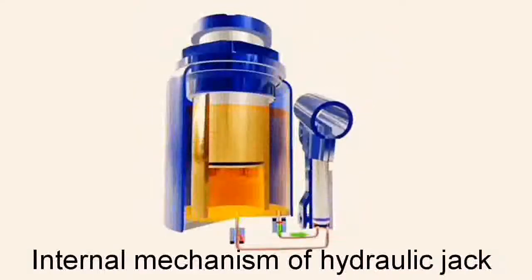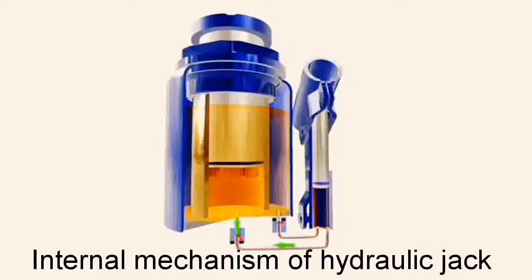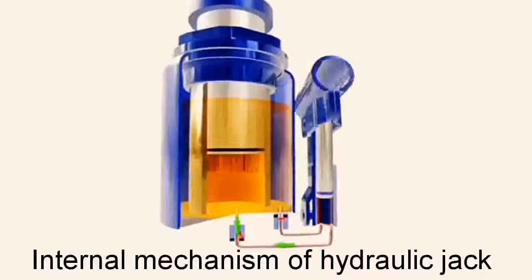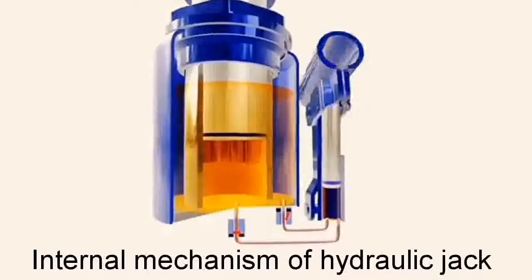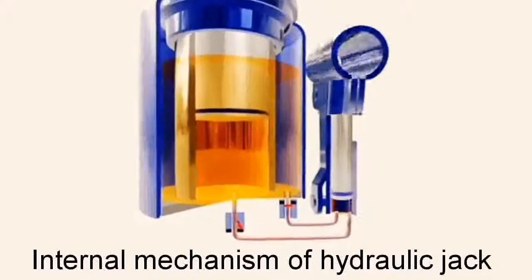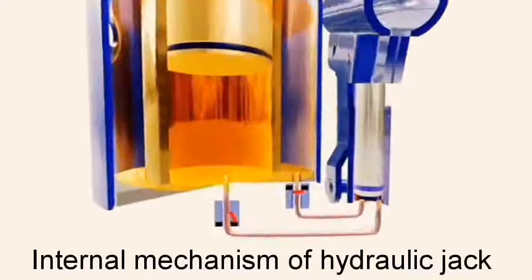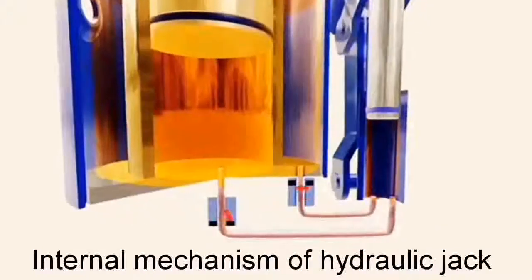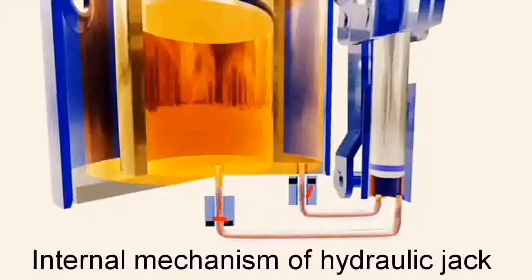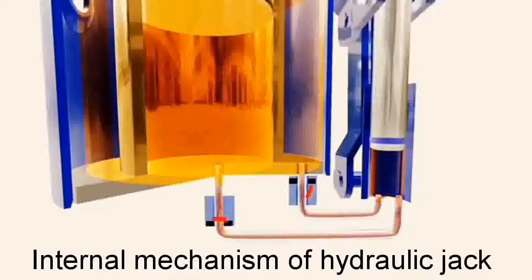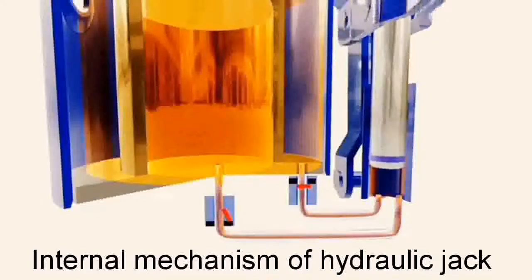As you see, the small piston, as it moves up, absorbs the hydraulic fluid from the reservoir. When it moves down, it pushes this hydraulic fluid to the large cylinder, which means that as it reaches the large cylinder, it pushes the large piston outside, which is our main purpose.